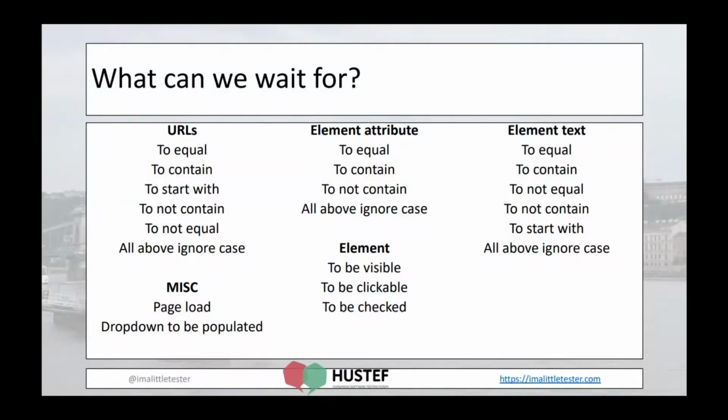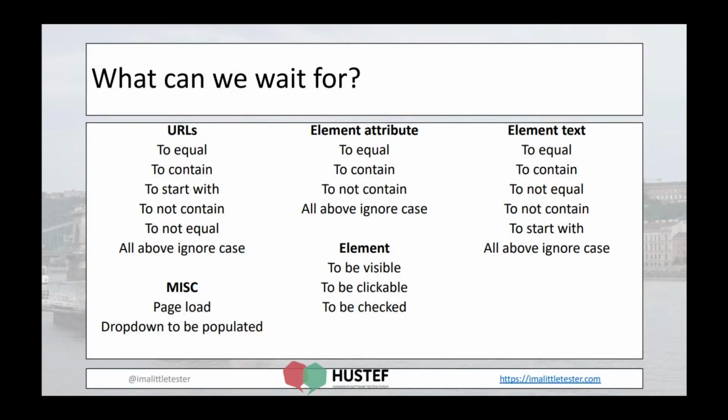But in my tests, during the years, what I waited for are some of these things. For a URL in the browser to be equal to a URL, to contain a URL, to start with a URL, to have some spaces in the URL or not have spaces, or be uppercase or lowercase, and so on. The same with element attributes. Element attributes are, for example, classes or sources for the images or the URLs that open when you click on a link. All of these attributes are something that you can wait for.